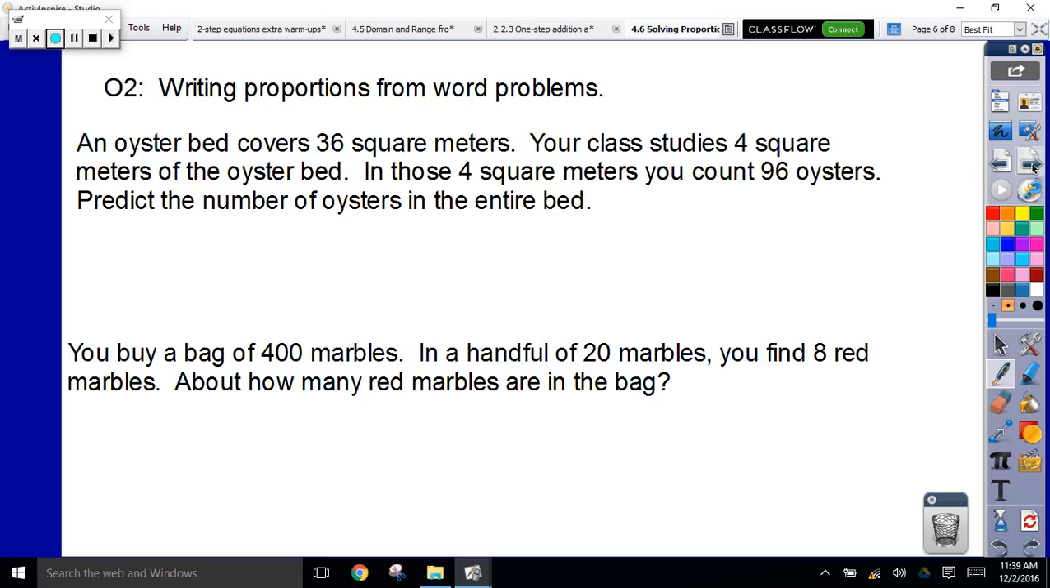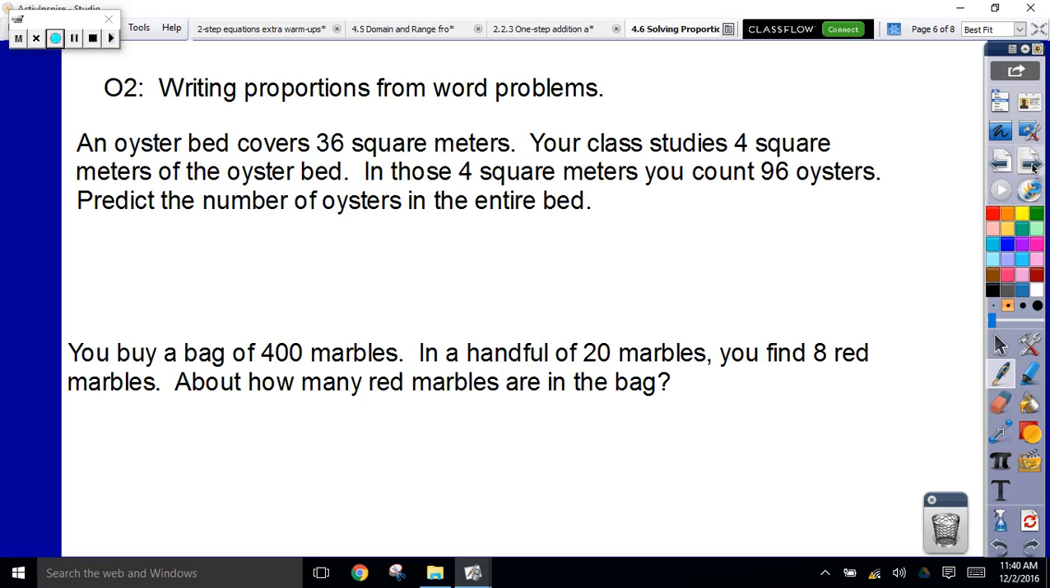Okay, moving on. This is where it gets interesting. Writing proportions from word problems. We have an oyster bed that covers 36 square meters. Your class studies 4 square meters of the oyster bed. In those 4 square meters, you count 96 oysters. Predict the number of oysters in the entire bed.